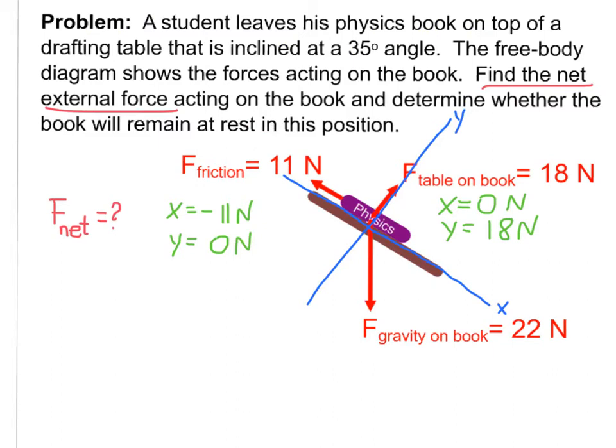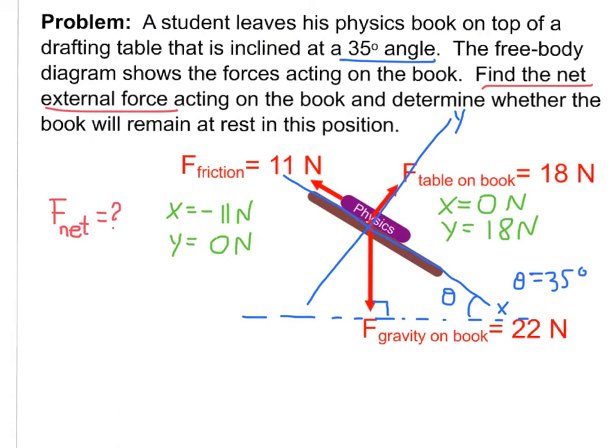Now let's focus on the force of gravity on the book. This one, the x and y components, we're going to have to determine using some of our trig functions. I know that the force of gravity is perpendicular, at a 90 degree angle, to the surface of the earth. So I can obtain a 90 degree angle there. I know this angle because I was given this in the problem. Theta, in this case, is 35 degrees, because we know that the drafting table is inclined at a 35 degree angle.